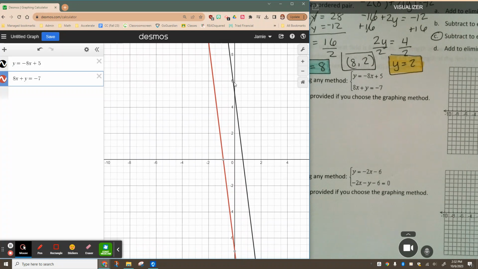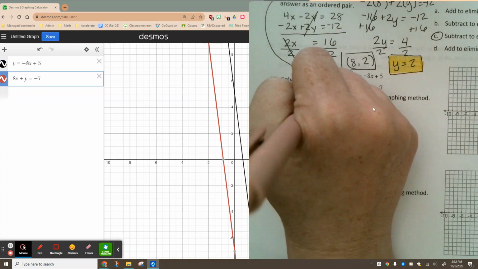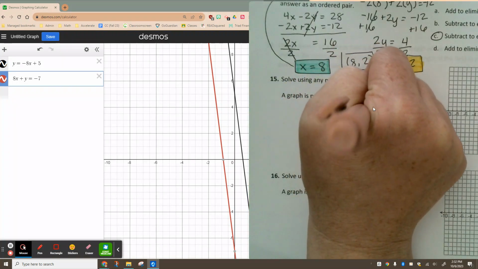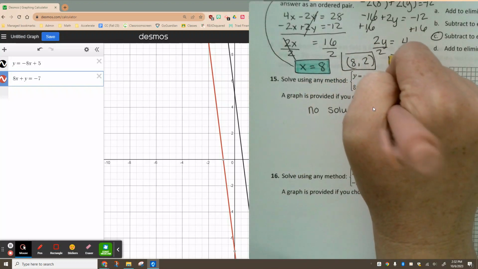Let's see. We have negative 7. And what's my slope? Whoo! What slope is it? Oh gosh. Oh, it's 8, isn't it? Whew, that would have been a pain to graph, but these are parallel. So we're going to put no solution. Lines are parallel.